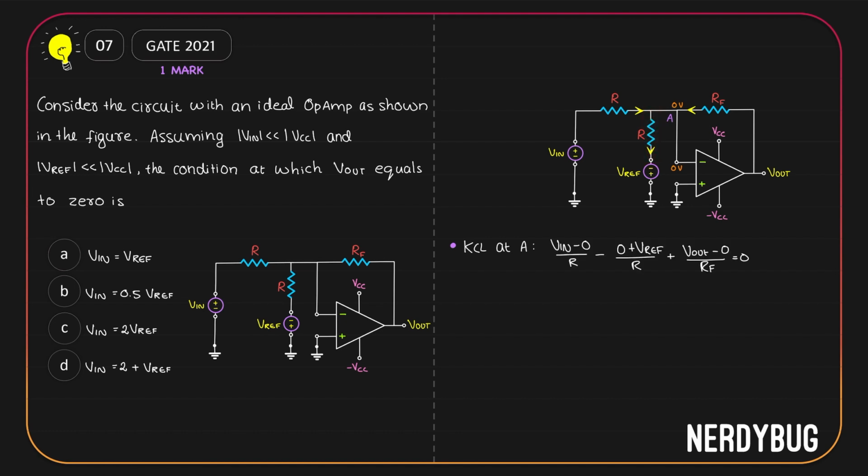So we can write it like this. Vin by R minus Vref by R plus V out by RF is equal to 0. Or we can write V out by RF is 1 by R times Vref minus Vin. Now what we have to find out is the condition at which V out becomes 0. If V out is 0, then the left hand side of this equation is 0. Then the right hand side should also become 0, which means V reference minus V in will be equal to 0. So when V out is 0, V reference minus V in is 0, which means V in should be equal to V reference. Option A is correct.